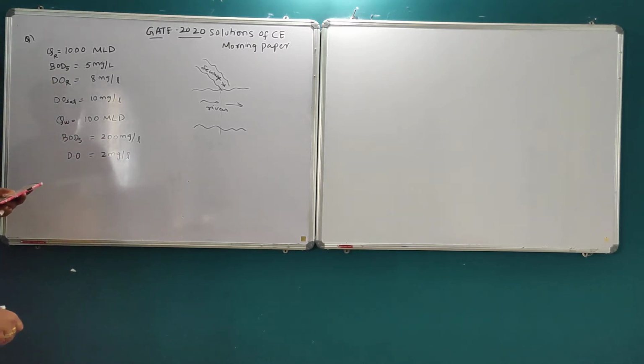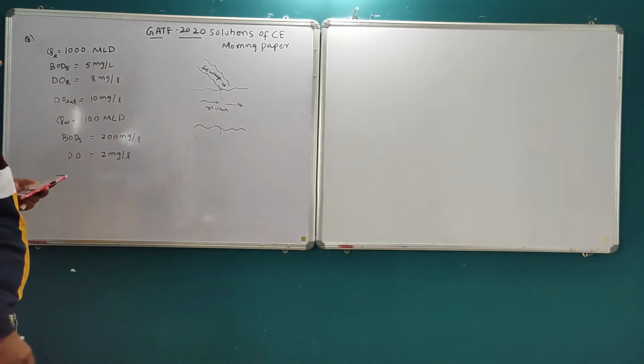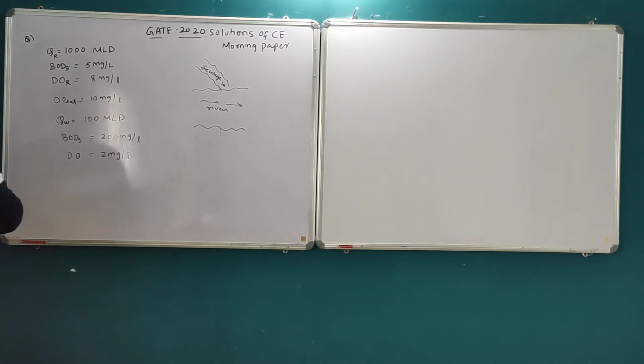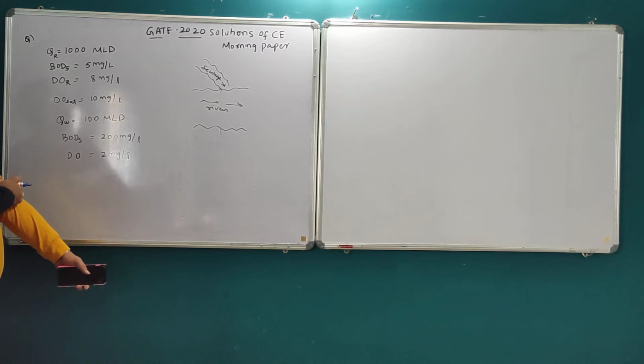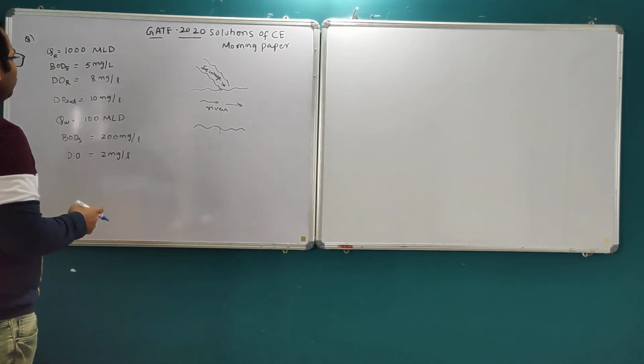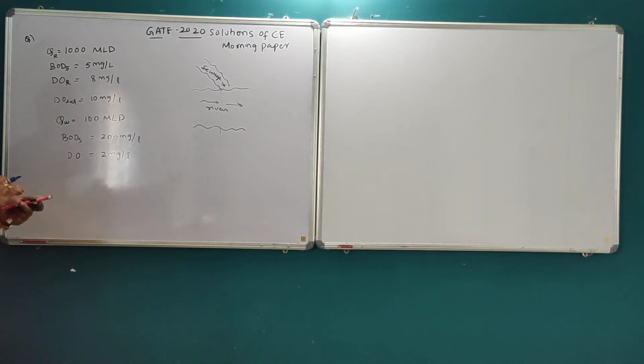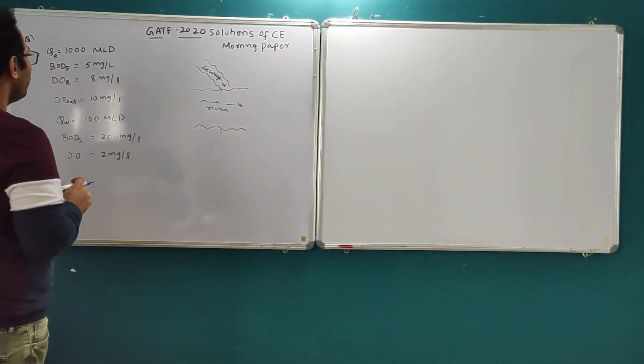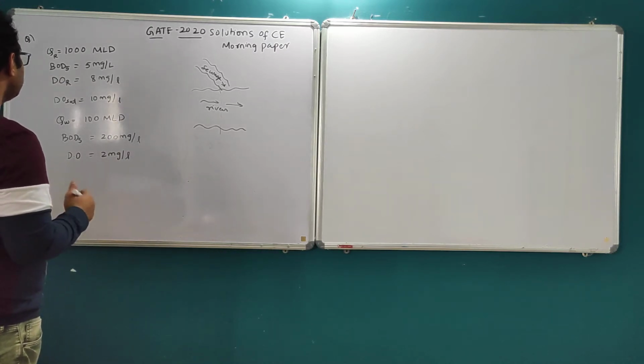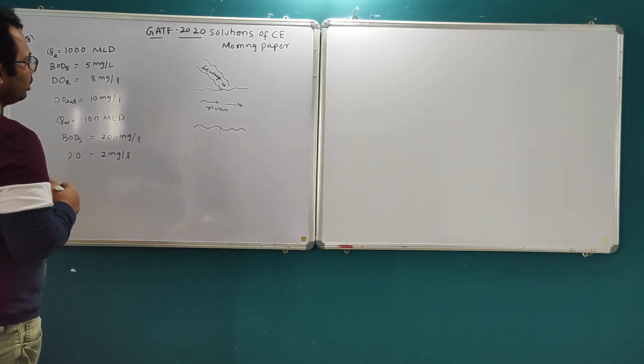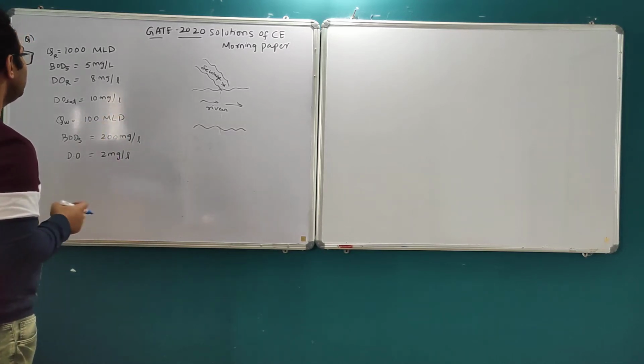Assuming complete mixing of wastewater and river water, the immediate DO deficit. So what is the immediate DO deficit? That means this is saturation DO. So now after mixing, the DO will get reduced. That means because of this BOD, it will consume some DO. So what is the deficit DO he is asking now. Now what is the DO of the mixture after mixing? What is the DO of the mixture after sewage entering into the river?